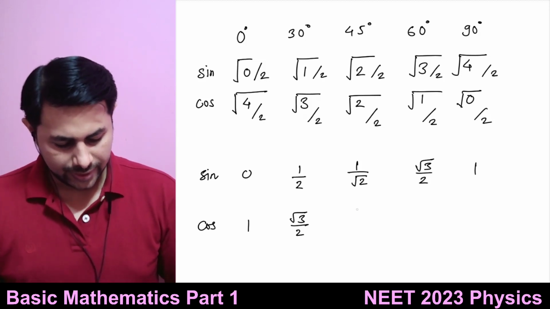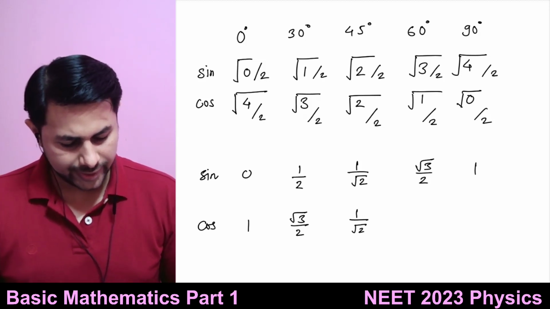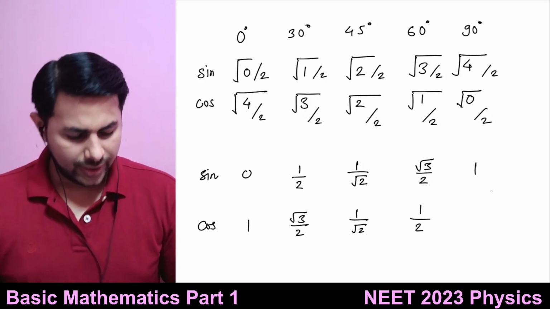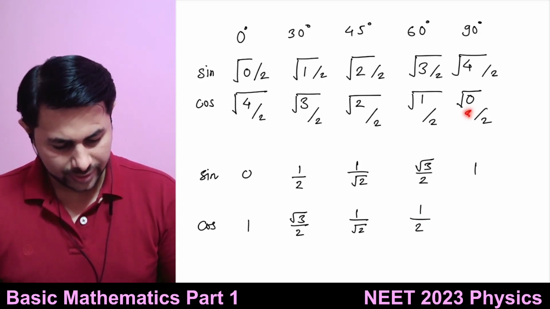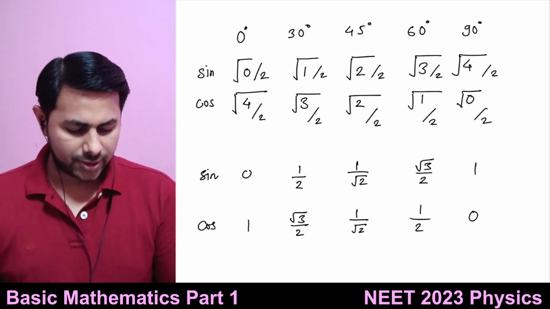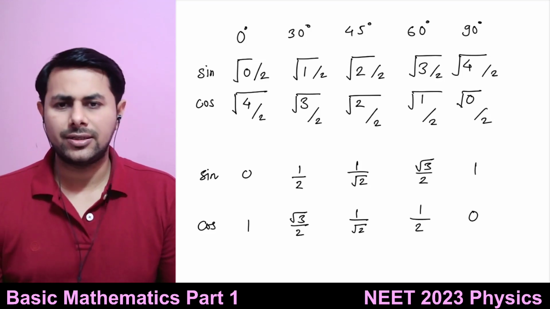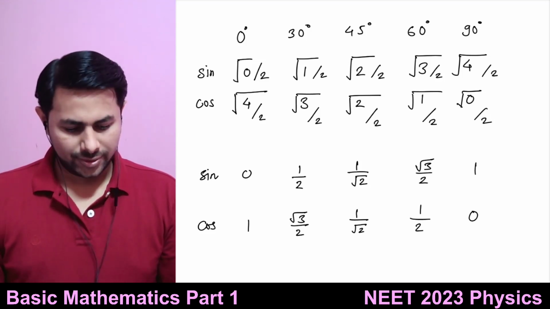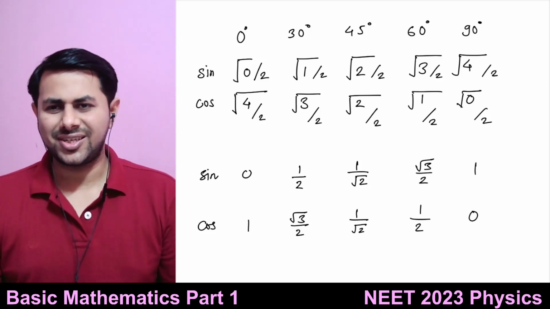The next is 1 over root 2. Next is 1 by 2 because square root of 1 is 1 only. And next is square root of 0 upon 2. So square root of 0 is 0. Okay, so cos of 90 is 0. All right. So is this thing clear? Is the trick clear?